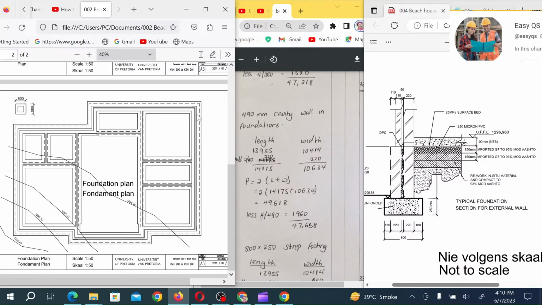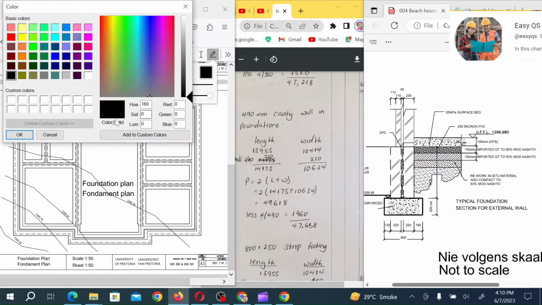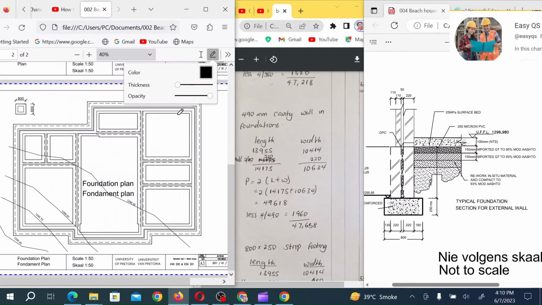Okay, let's look at the width. The width, we are told that the dimension from here to here is 10,414. You can see it's from here to here. It's 10,414. Now we want the dimensions for the foundation wall. Like here, we shall add this one. We add from the broken line to the broken line. So we shall add 110 here and 110 there. So for the width, we shall take 2 times 110.